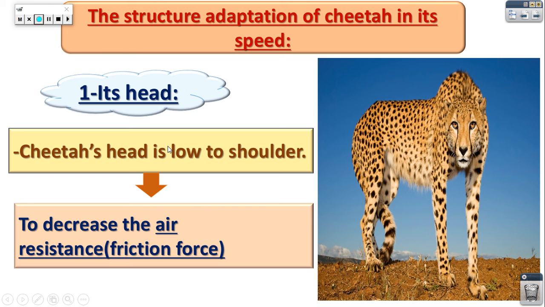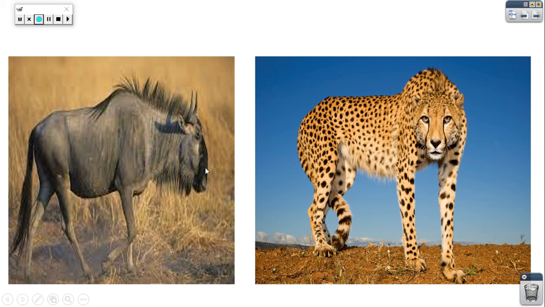Let's understand how the cheetah putting its head low to its shoulder decreases the friction force. In this picture we have the cheetah and this animal. The cheetah here puts its head between the two shoulders, okay, but this animal doesn't do this. Let's start with this animal. Look at its head. All this is its head, okay?